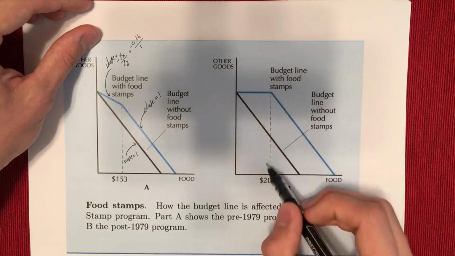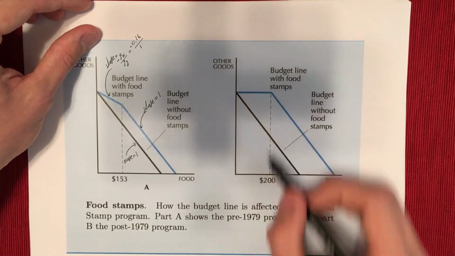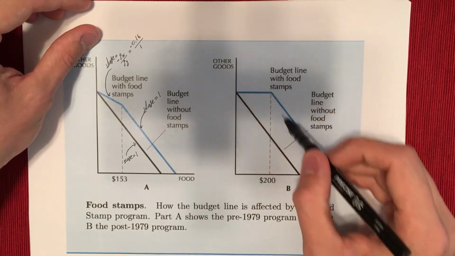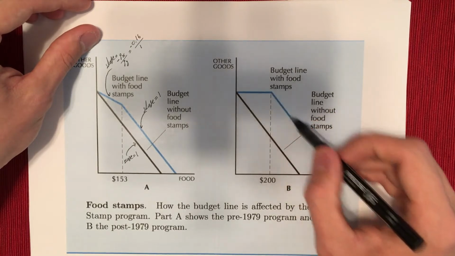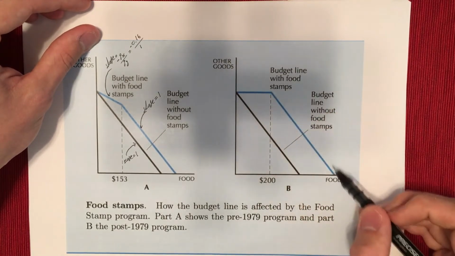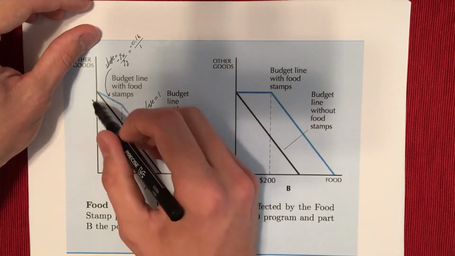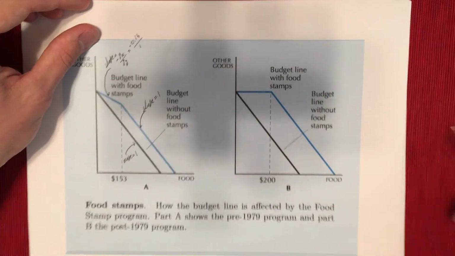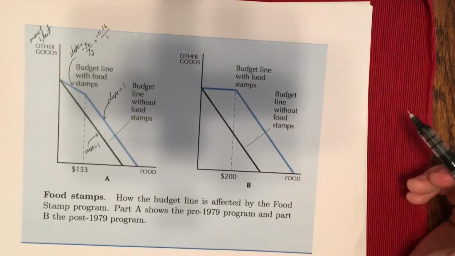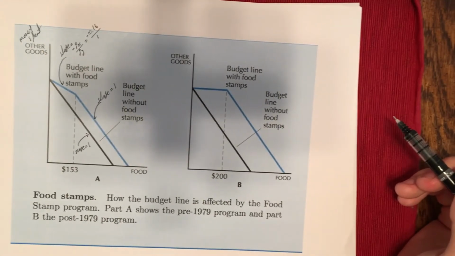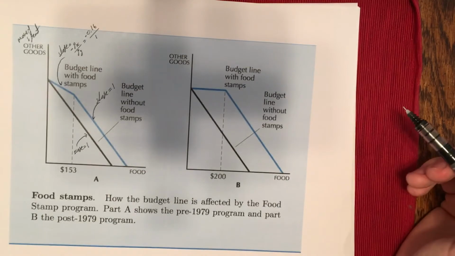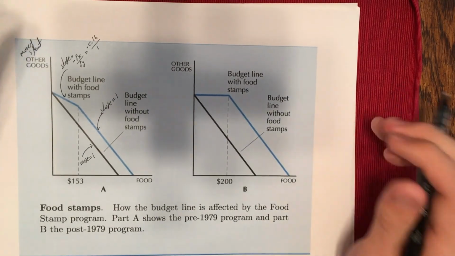After this benchmark, after this threshold of $200, we go back to our typical 1-for-1 slope, and that's what's happening here, and that's what's mirroring the black line, the line of those not involved in the program here and here. So that's an overview of the food stamps program graph in the US on page 30 of the Varian textbook.